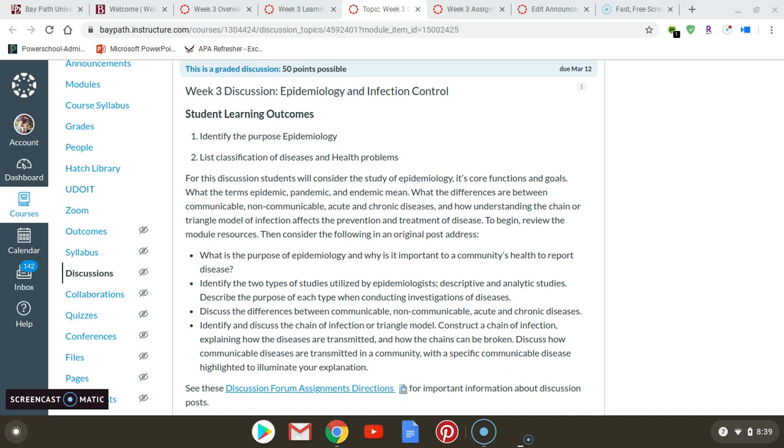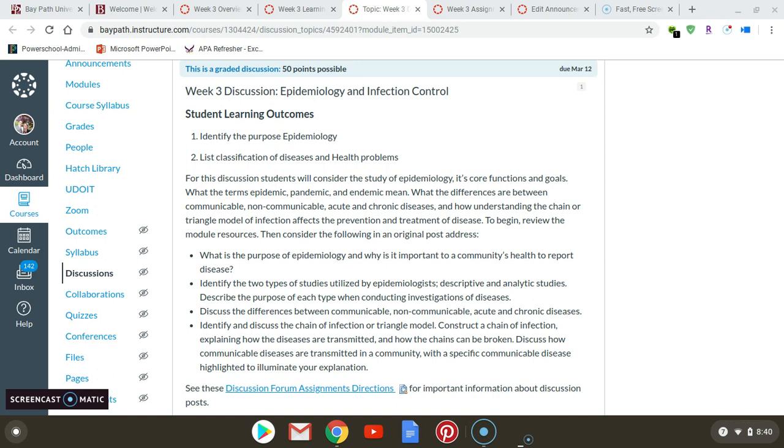Welcome to week 3. This week, we're going to talk about epidemiology and infection control. Be sure to read the week 3 overview as well as all the materials under the learning materials section.